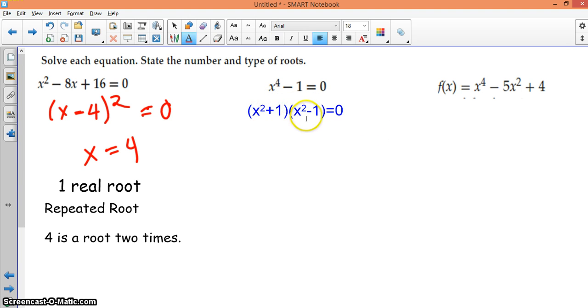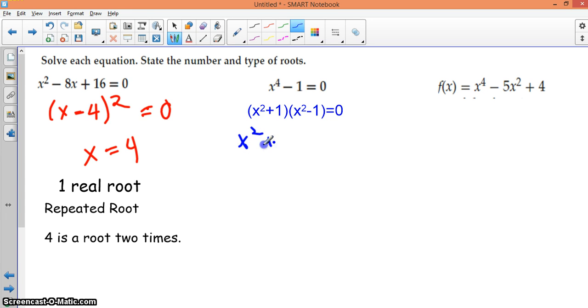So we can continue factoring this, or I can remind you of this other way we had to solve. I'm trying to link this to chapter 5 a lot here. You can solve both of these factors. We don't have to factor completely necessarily. I could say, all right, x squared plus 1 equals 0, and x squared minus 1 equals 0.